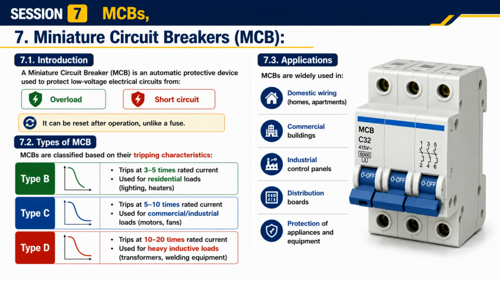2. Types of MCB. Type B MCB, Type C MCB, Type D MCB. 3. Applications of MCB. Used in domestic wiring such as homes and apartments. Used in commercial buildings. Used in industrial control panels. Installed in distribution boards, DBs. Protects electrical appliances and equipment.